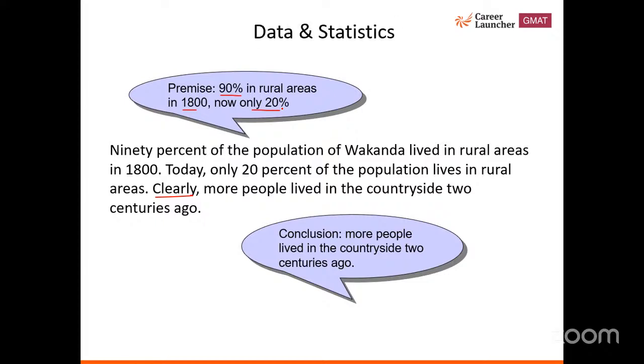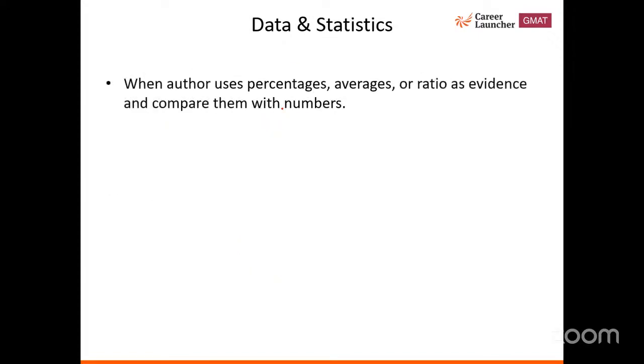Now, this is what we refer to as a data and statistics argument. What is a common challenge here? In such argument types, what you'll find is that usually they talk about percentages, averages, numbers, and then compare them with numbers. So whenever the author uses percentages, averages, ratio as evidence and compares them with numbers, that is a bit misleading here, right? Data and statistics, yes, that is the evidence here, that is the pattern.